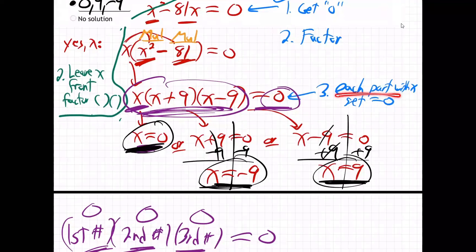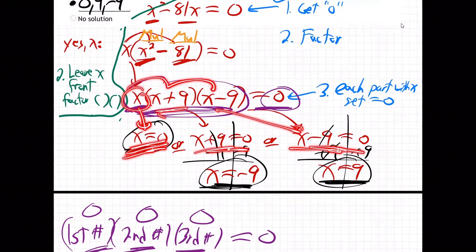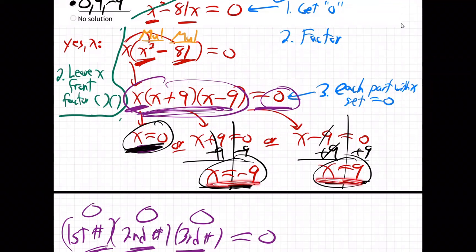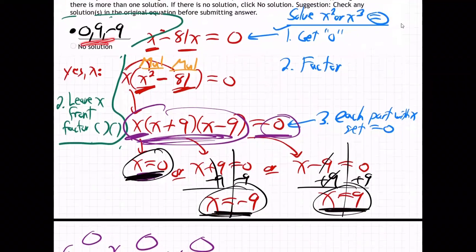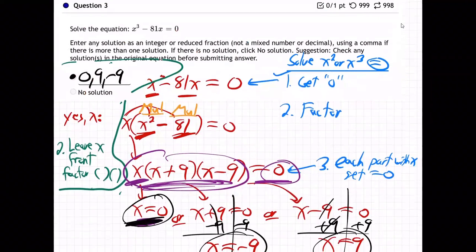And then step 3, set each part that has an X equal to 0. So the X alone in the front was one answer, and then X plus 9 equals 0, and X minus 9 equals 0. That's because they're multiplying to equal 0. If three things multiply to be 0, any one of them can be 0. And we solved for X here, -9, solved for X there, +9. Those are our three answers, 0, 9, and -9. So there we go.